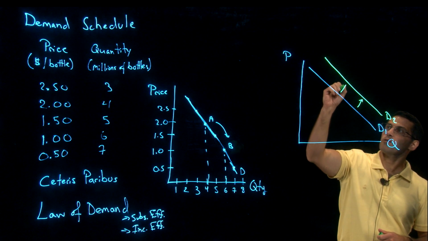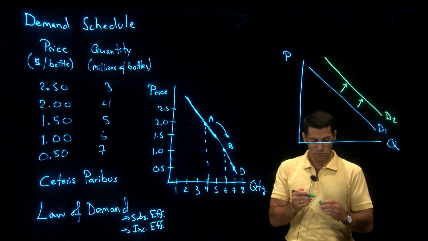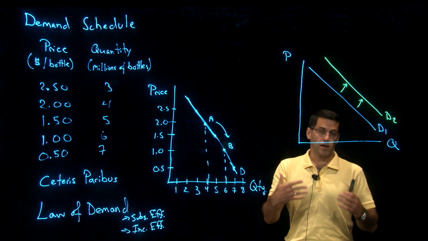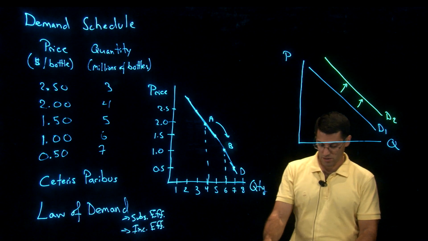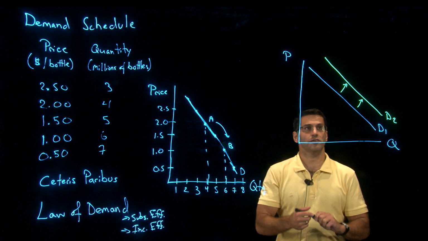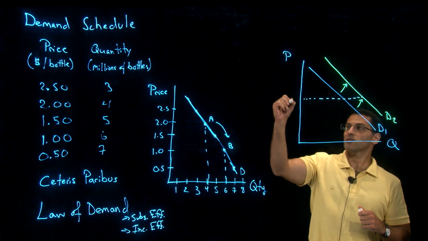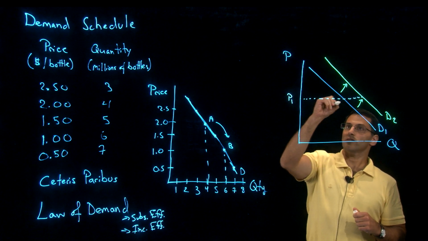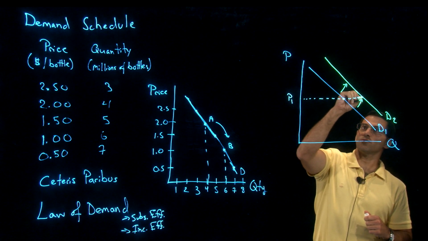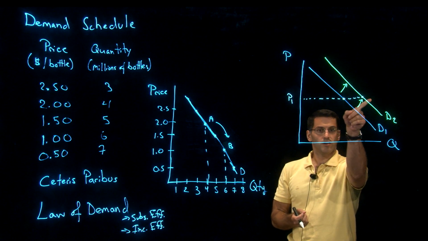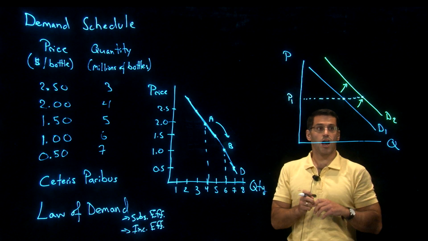Now, if we talk about moving from D1 to D2, we're talking about an increase in demand. And how can you see that? Well, if you take any given price here, if you look to see where that price intersects the two demand curves, you can see that on D2, you're talking about a higher quantity.